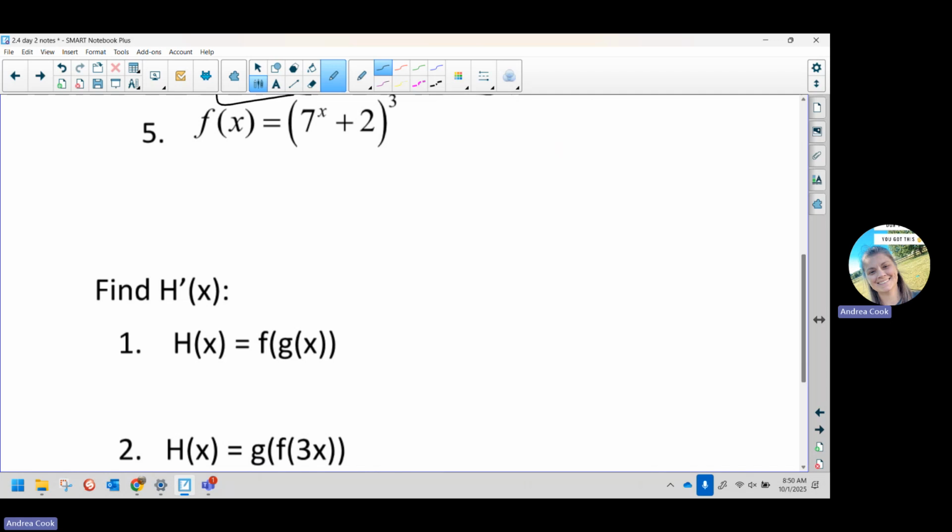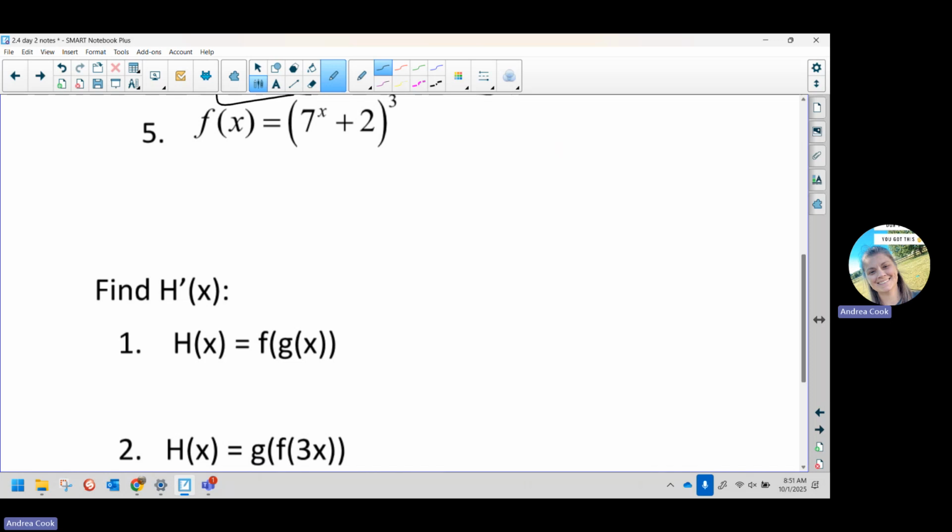Then let me ask you, how do I know a to the u is in there? 7 to the power of x. Yes, the number's on the bottom, the x is on the top. So when it's the number on the bottom and x on the top, that's our shiny new rule for today.